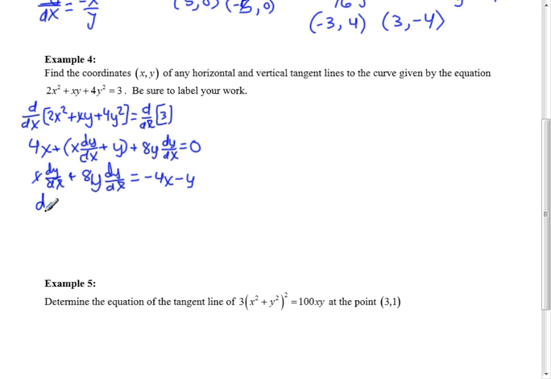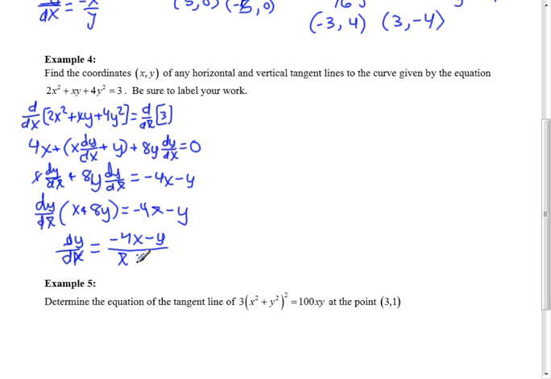Factor out a dy/dx. We get x plus 8y. And then our last step, after I rewrite this, is to divide both sides by x plus 8y. So dy/dx equals negative 4x minus y all over x plus 8y.